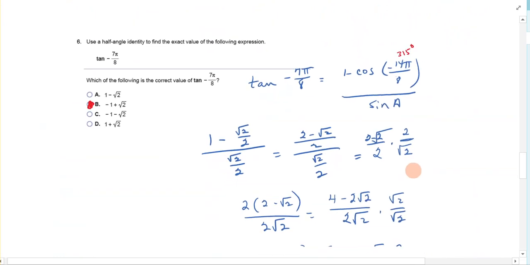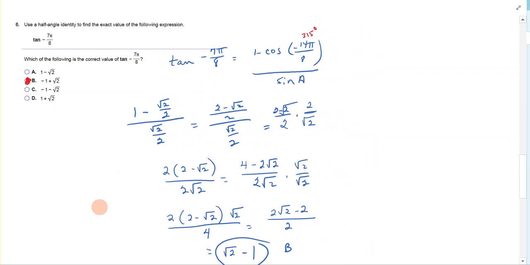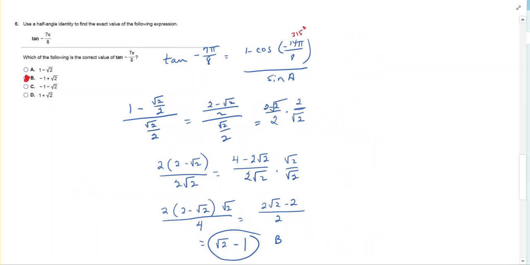Same thing with number 6. We got 7 pi over 8. And if we double that, we have 14 pi over 8, which is the same. Let's reduce that. So that's 7 pi over 4. And that is the same as 315 degrees.